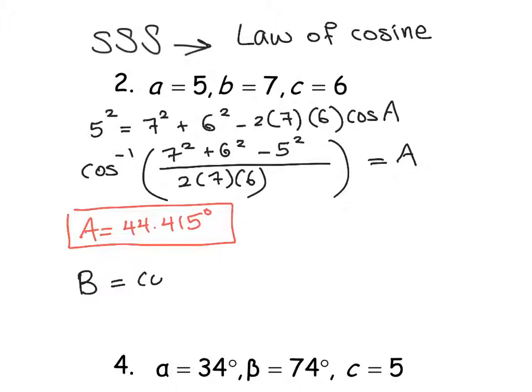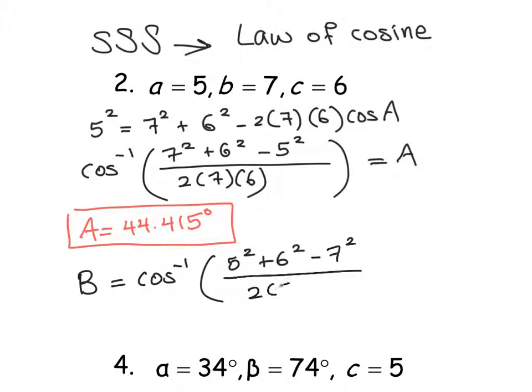So if I want to find B, B is going to be the inverse cosine of 5 squared plus 6 squared. So that's the A squared and the C squared minus B squared over 2 times 5 times 6. Now put that in the calculator and tell me what you get. So that will give me 78.463 degrees.